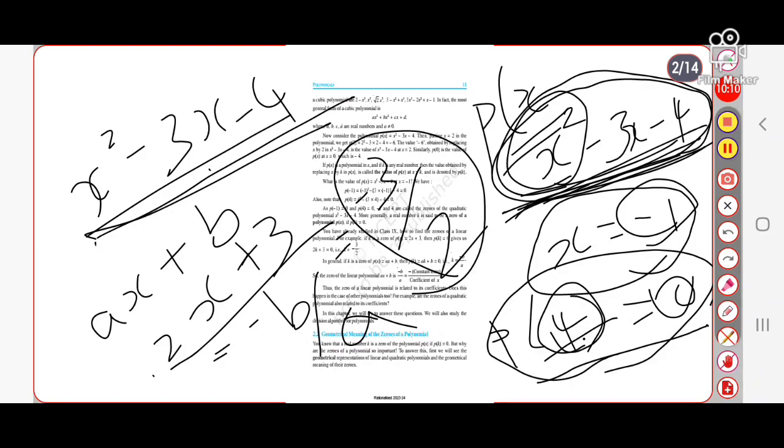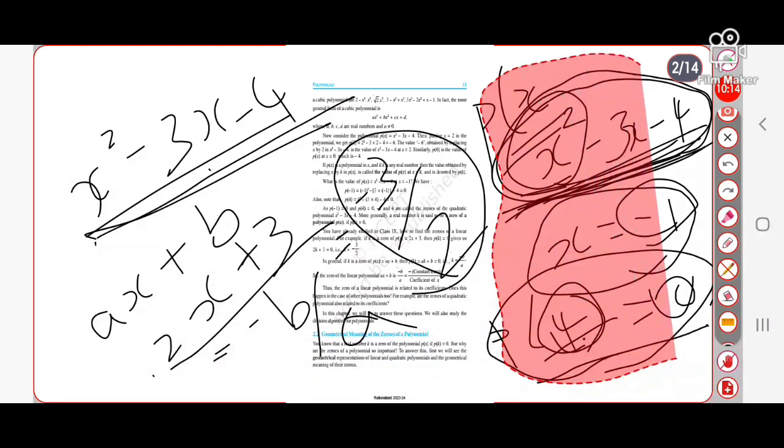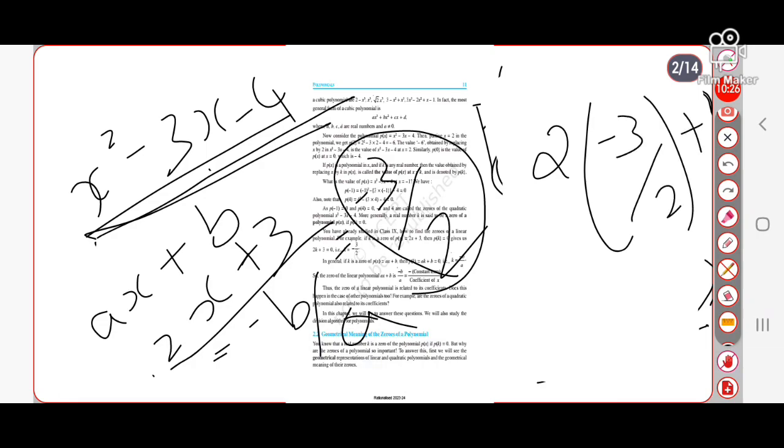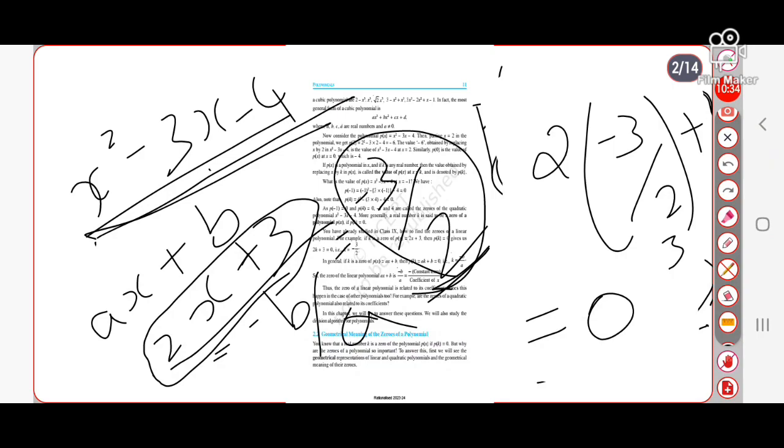How can we check whether the answer is right or not? Just substitute minus 3 by 2 in the equation 2x plus 3, that is 2 into minus 3 by 2 plus 3, and what we arrive at is 0. So minus 3 by 2 is the zero of this polynomial 2x plus 3. Fine.